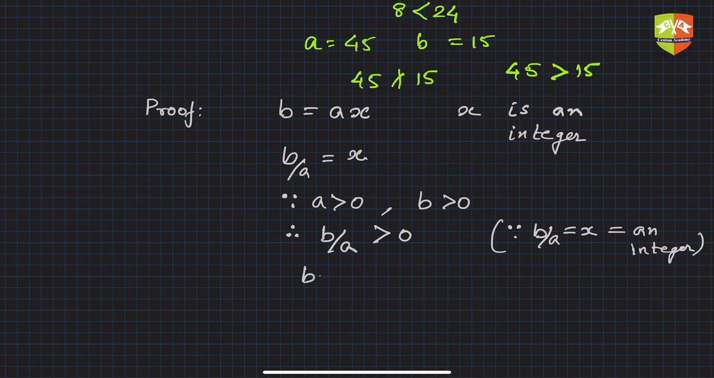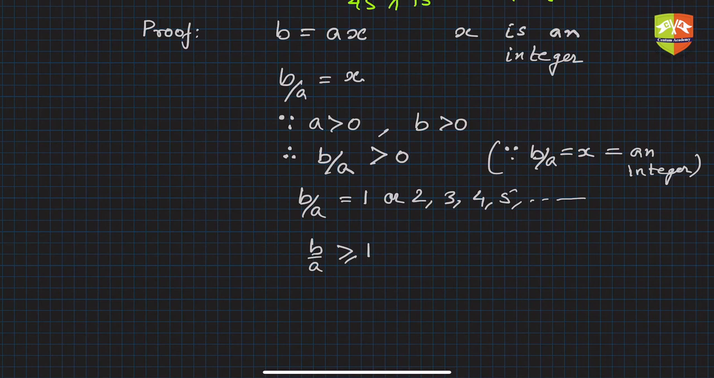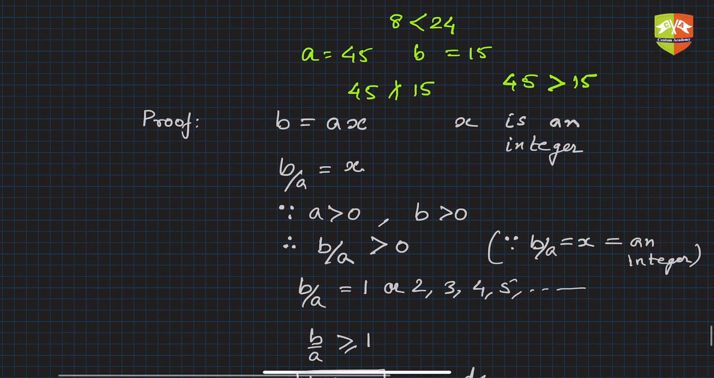So that means B by A can be either 1 or 2 or 3 or 4 or 5 and so on and so forth. That means B by A is clearly greater than or equal to 1. That means B is greater than or equal to A. If you multiply the inequality by a positive quantity A on both sides, you'll get B is greater than or equal to A. So hence proved. Fair enough.